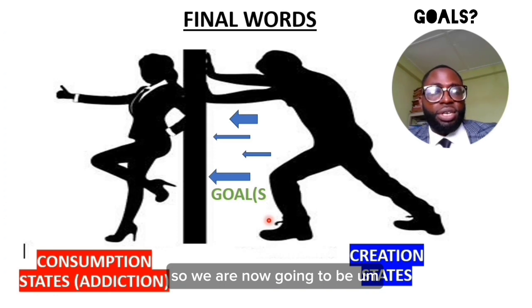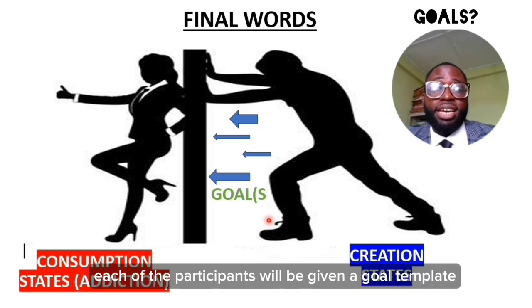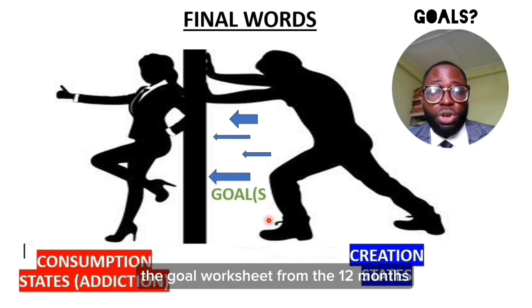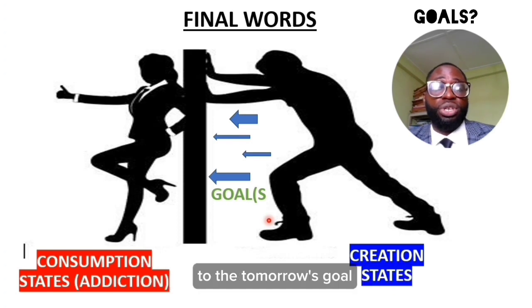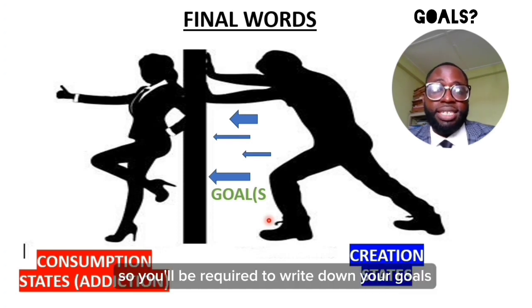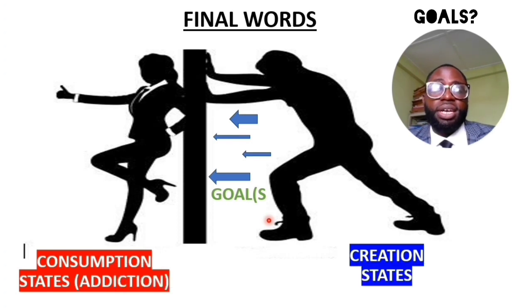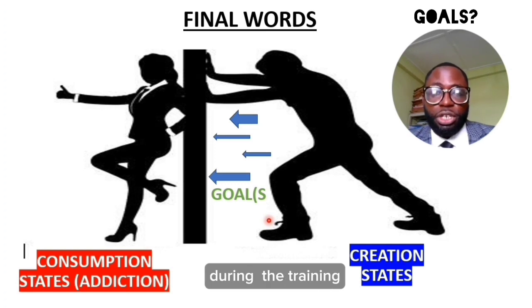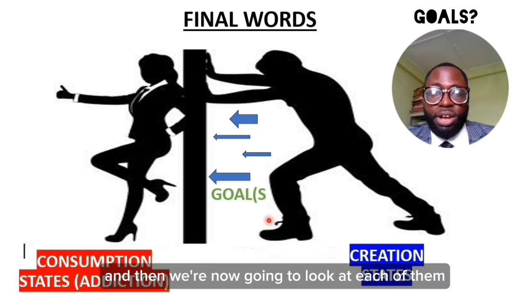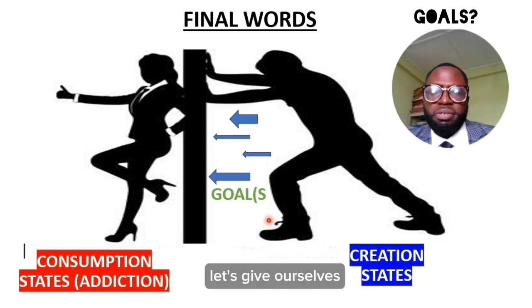We are now going to do the activity where each of the participants will be given a goal template, the goal worksheet from the 12 months to tomorrow's goal. You'll be required to write down your goals and break them down as I explained during the training, and then we're going to look at each of them. Let's give ourselves maybe 30 minutes to conclude.